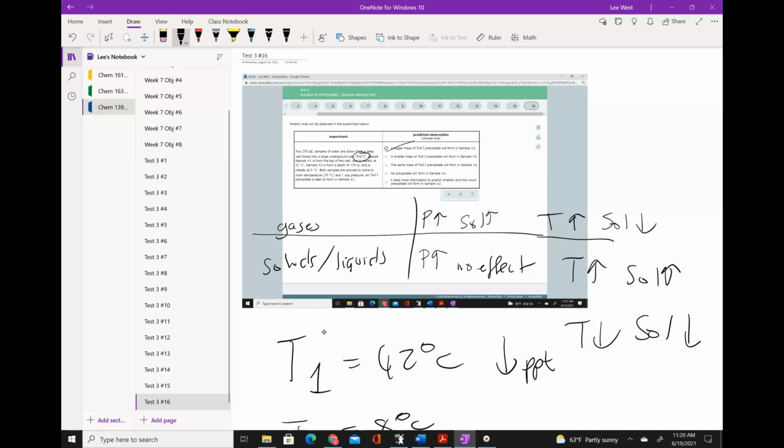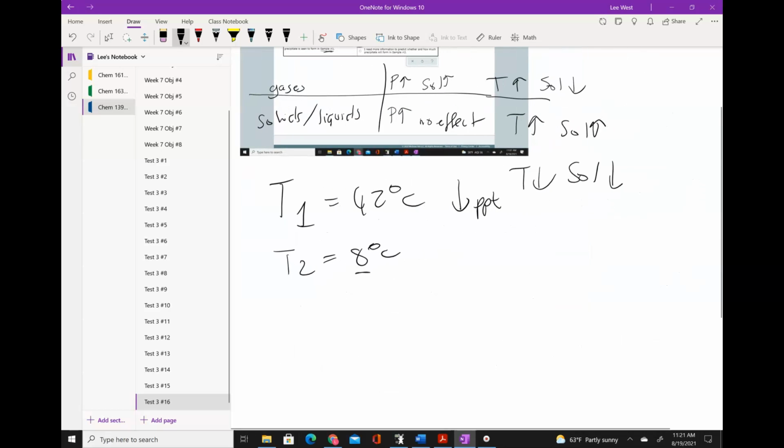Well, that's ridiculous because we won't get any precipitate occurring, right? We see here only sample 1 forms a precipitate. A smaller mass of precipitate will form, no, because it will actually become warmer, so more could dissolve. That's ridiculous. The same mass, no, because it's becoming warmer, we won't get any precipitate in sample 2. And then the answer is this one, no precipitate in sample 2, right? Because we're warming it up. So you only get a precipitate when you cool it down and the stuff becomes less soluble.